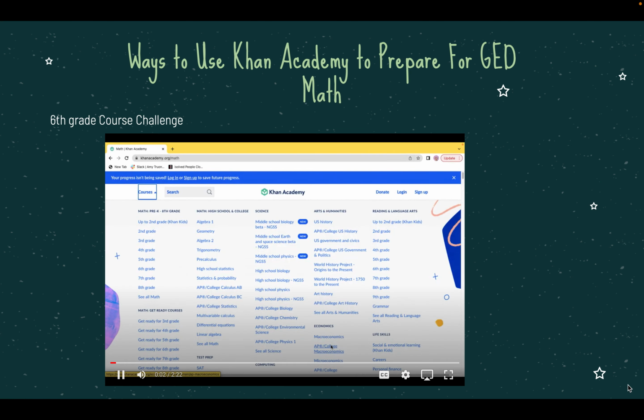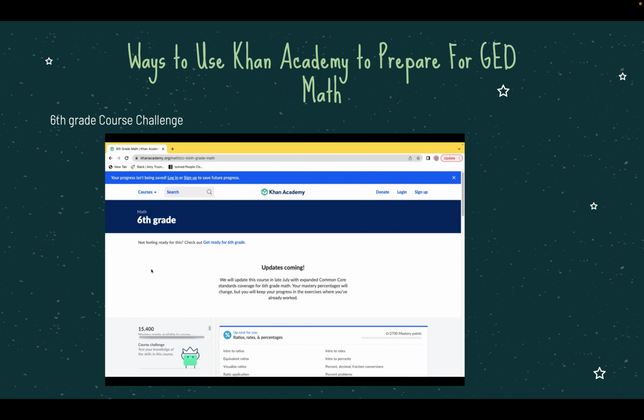The 6th grade course challenge will allow the learner to see what skills they have and ones that they need to work on for mastery. Let's start by going to the 6th grade page. It is located under Math, Pre-K through 8th grade. At the bottom, you can find the Course Challenge button. It is also located in the Unit menu on the left side of the screen.